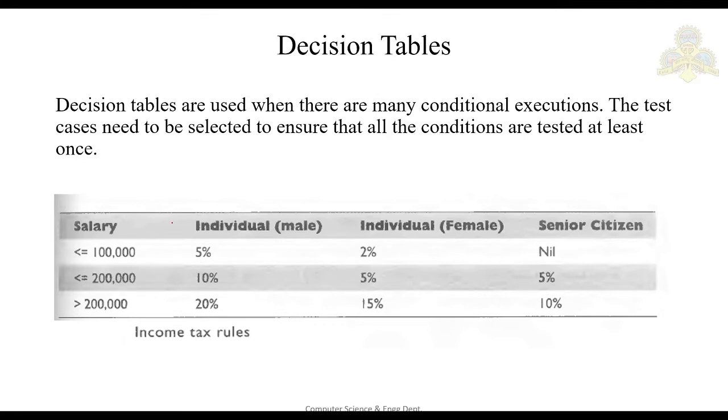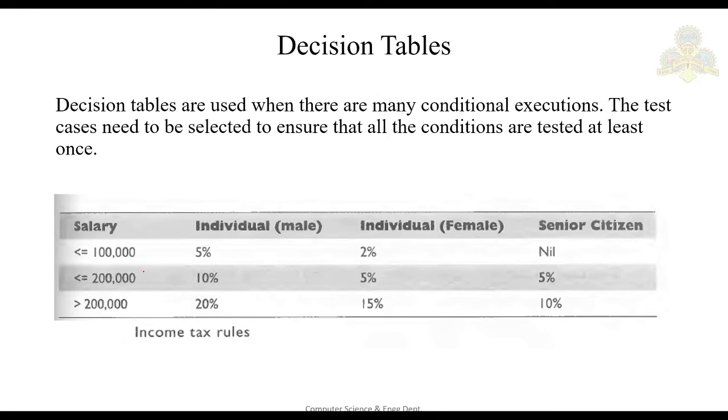Suppose here the salary is less than or equal to 1 lakh, then if he is a male, 5% would be deducted. Then female, 2% would be deducted, and if he is a senior citizen, tax is not deducted. If it is less than or equal to 2 lakh, this rule applies. So this is your basic income tax rules which has multiple conditions here. So when you test this particular software, you need to ensure that at least one test case is chosen for every true false condition in the table.